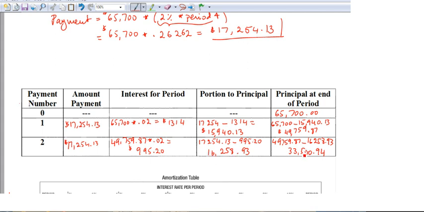This portion went toward the principal. And now what's at the end of this period: you take what was before at the principal minus what went toward the principal, $16,258.93, and what we have left is $33,594, the principal at the end of the second payment. And I hope this was helpful.